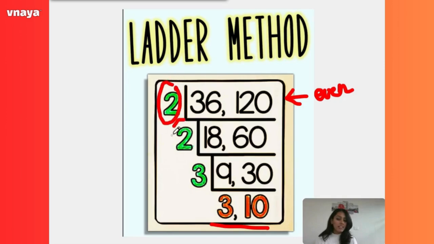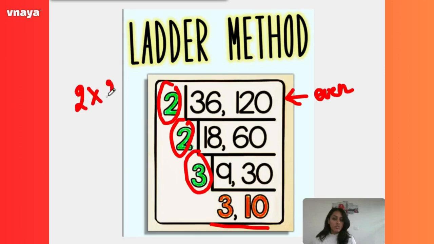So right here, what will be our GCF? We'll multiply the numbers which we divided by, that would be 2 times 2 times 3. And what are we getting? Think about it. It's 12. So the GCF of 36 and 120 would be 12. And that's our answer. Clear?